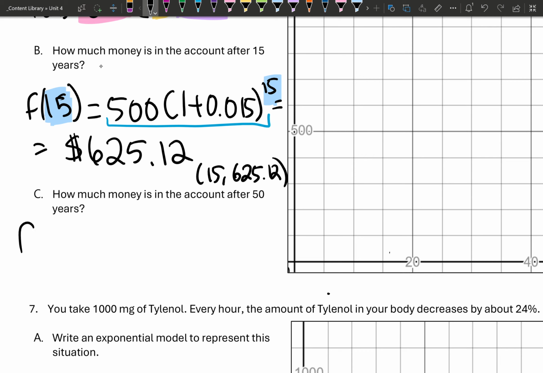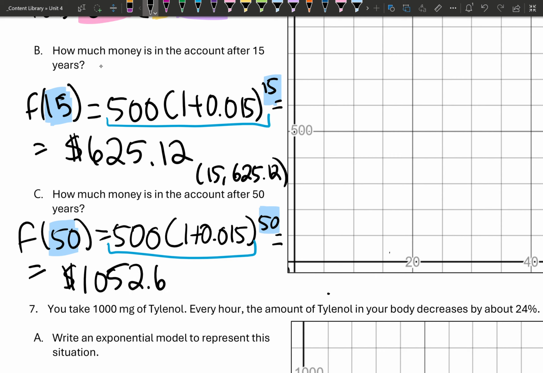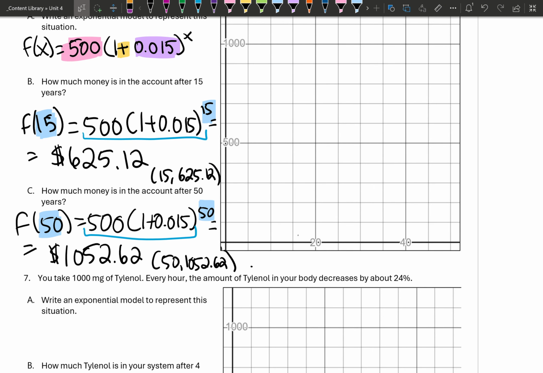Well, let's see how much we'll have after 50 years. Again, this is untouched. It means you haven't put in any money, you haven't taken any out. When we put in 50 into our calculators, into this function, we end up with $1,052.62. So it barely doubled after 50 years. So you're not really earning that much interest.